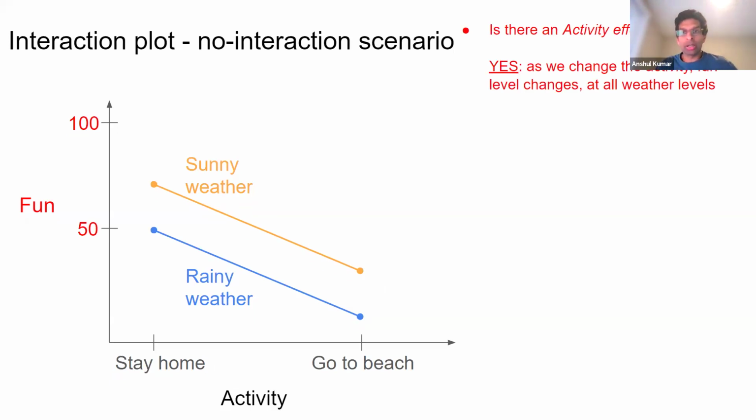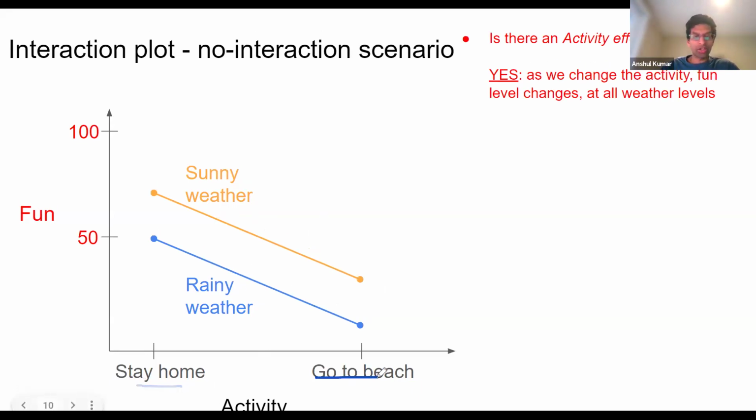Here's the first result on the screen. Is there an activity effect? Yes. So as we change from staying at home to going to the beach, our fun level changes by -40. So there is an activity effect. There is an effect on your fun based on what activity you do.